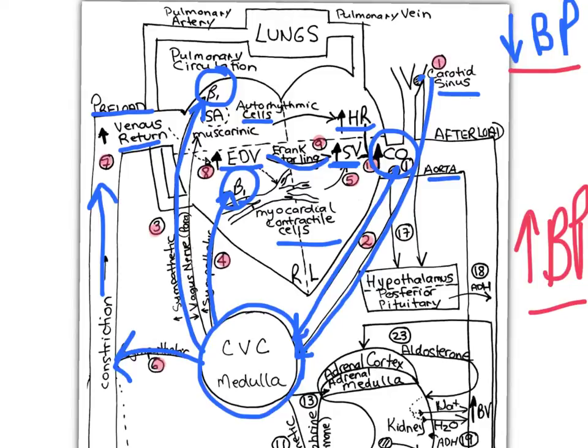If we have an increase in the sympathetic nervous system, we are going to have a corresponding decrease in the parasympathetic nervous system. That's carried by the vagus nerve, and you can see here that there is actually a decrease in parasympathetic stimulation of the SA node.